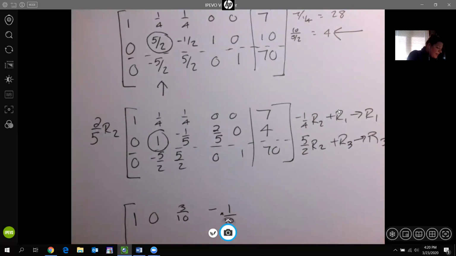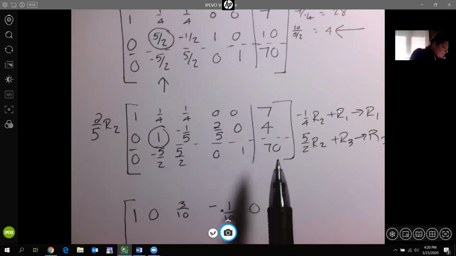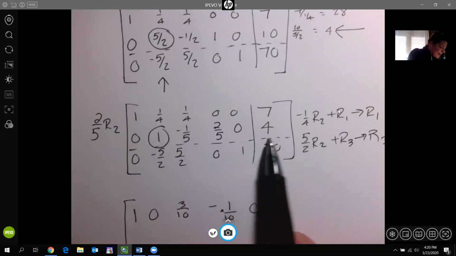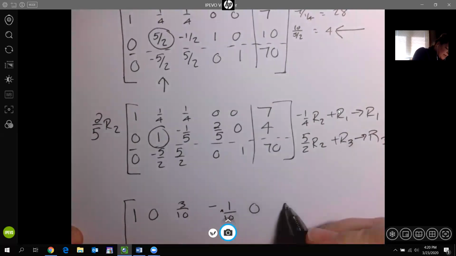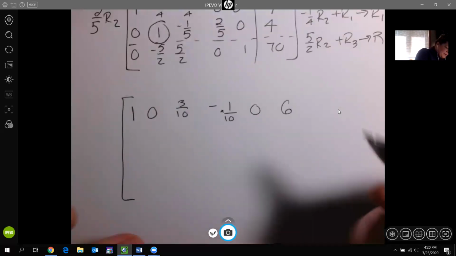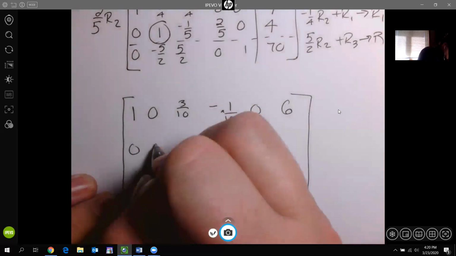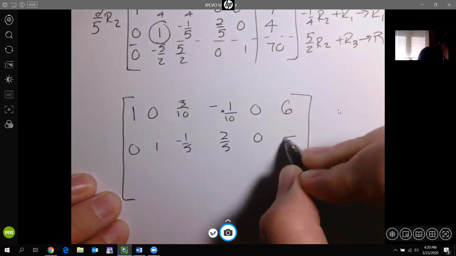Okay, so then from there we have our 0. 0 times anything plus 0 is 0, and then we have our 4 times negative 1/4 is negative 1 plus 7 is going to give me 6. I don't know why I got thrown for a loop on a couple of those. Oh well. Okay, this row stays the same because it was our pivot row, negative 1/5, 2/5, 0, 4.